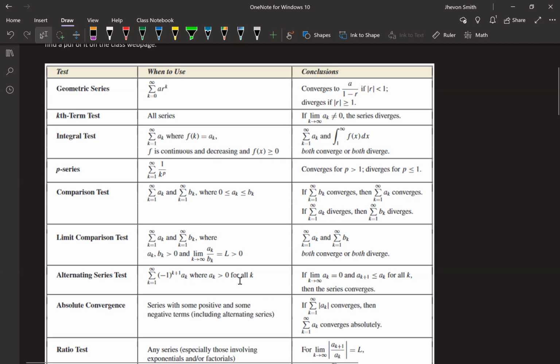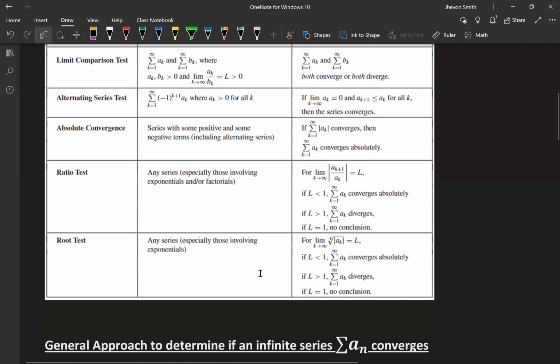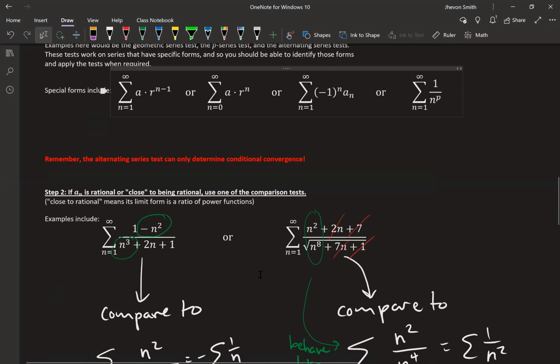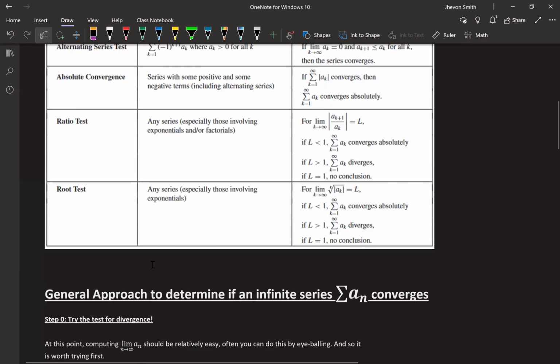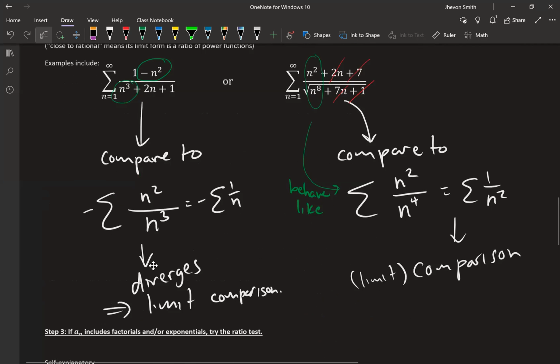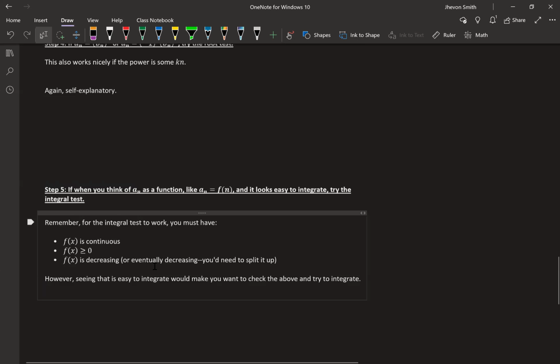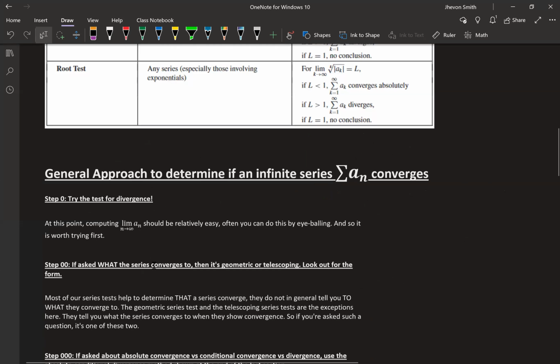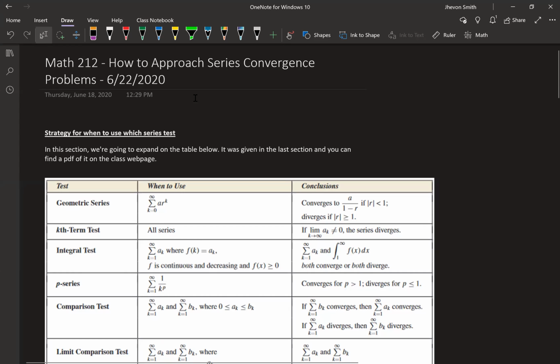If you find it hard to memorize what's going on in this table, you're not practicing enough. You should actually do more problems. So once you have this table memorized, then this is the strategy that you're going to use to approach the series. And that's how you would approach the series.